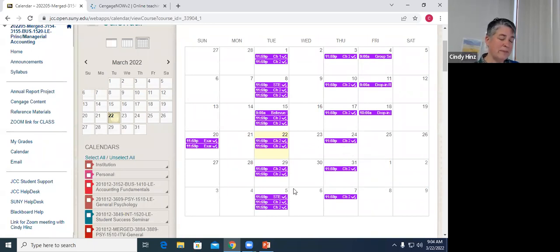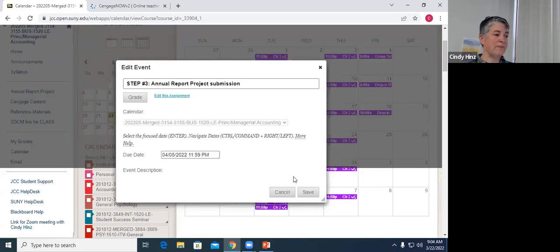Looking ahead then, I want to talk a bit about the project, because if you look ahead, even on the same page, but into April, on April 5th, so 2 weeks from today, the final draft of your annual report project is due. And I say final draft, for some of you, maybe for most of you, it will be your only draft that you submit.